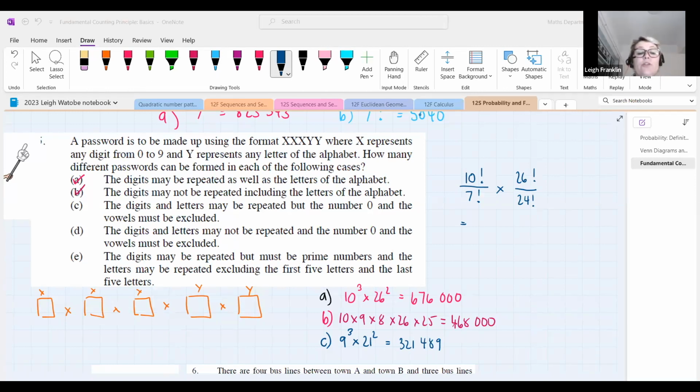All right, nice question, Sihawu. Thank you so much. I really enjoyed answering that. Okay, let's have a look at question D. The digits and the letters may not be repeated, and the number 0 and the vowels must be excluded. Okay. All right, Amatli is asking me to explain it one more time.